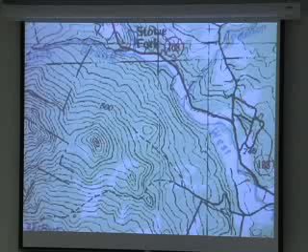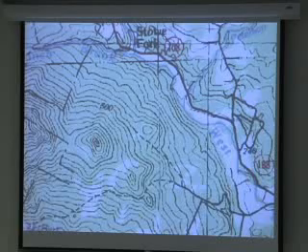Okay, so that's an example of a contour plot of a function. Of course, we don't have a formula for that function, but we have a contour plot. And that's what we need, actually, to understand what's going on there. Okay, any questions?